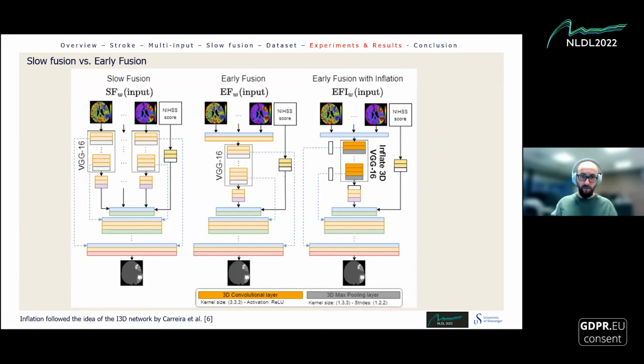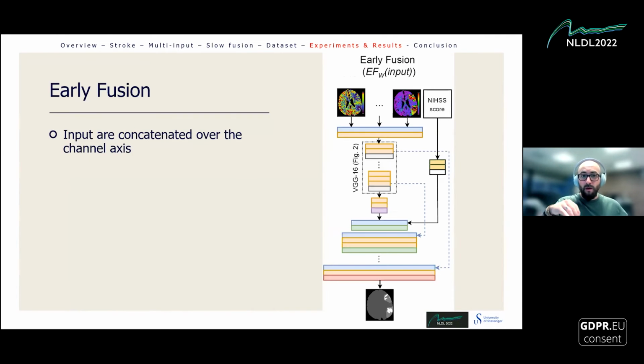Finally, we also wanted to check if our slow fusion approach, the one on the left, is the most suitable for this task. So we compare the results with the same hyperparameters, the same kind of layer weights and combination of input, using early fusion and early fusion with inflation models. In the early fusion model, all the inputs are concatenated together over the channel axis before being fed to a single VGG16.